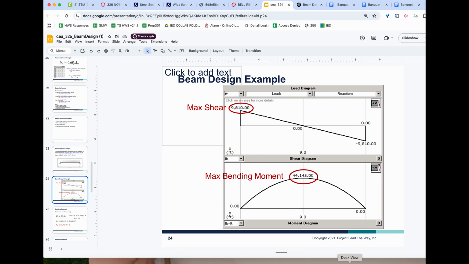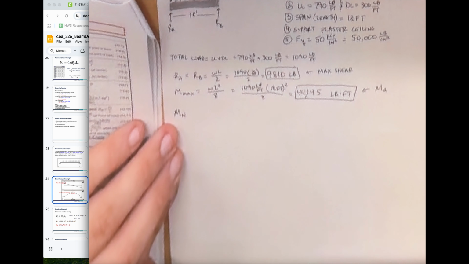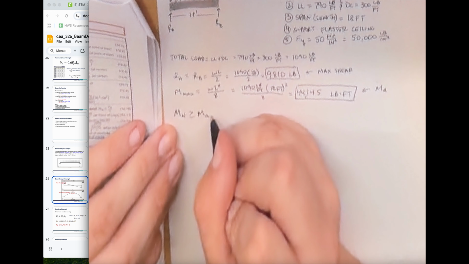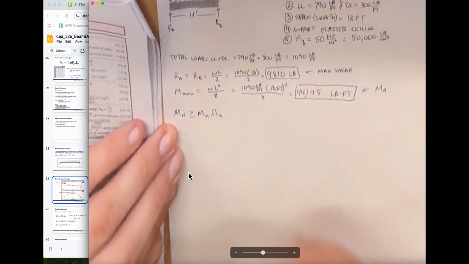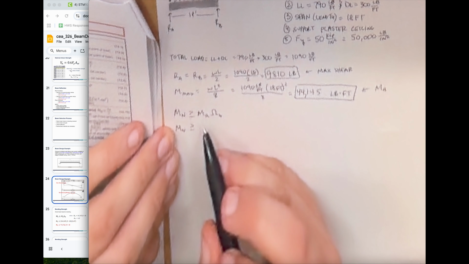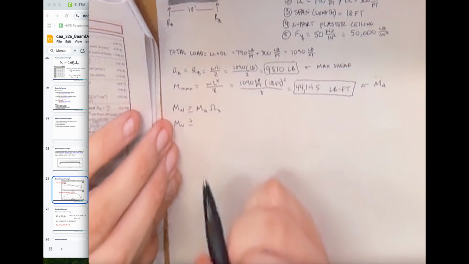So the next thing that we want to end up calculating is the actual nominal bending moment here. Just as we said in our notes, the nominal bending moment must be greater than or equal to MA multiplied by the bending moment safety factor. And so if we go in here, we can plug in some of these values. So MN, which we're solving for, must be greater than or equal to MA. Now, as we said, the max moment is actually what MA is. It's the applied max moment there.